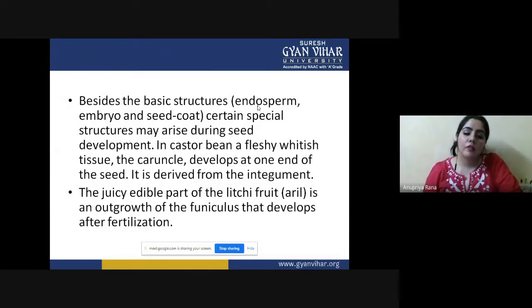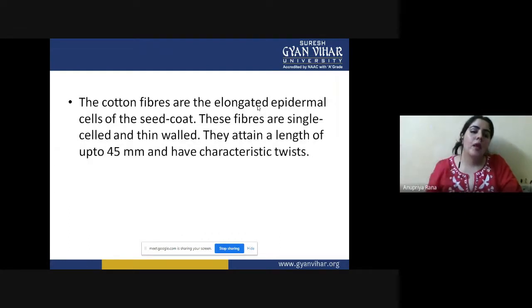The juicy edible part of the lychee fruit, called aril, is an outgrowth of the funiculus that develops after fertilization. You all see the lychee fruit, and that white juicy part is not a part of the seed at all. It is a part of the developed funiculus that develops after fertilization. So this whole thing which we eat in the lychee is the funiculus only, not even the pericarp or mesocarp of the fruit. That is a part of the ovule which develops inside the pulpy zone. The cotton fibers are the elongated epidermal cells of the seed coat.